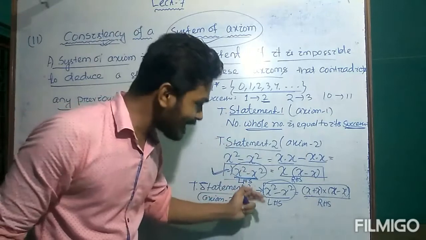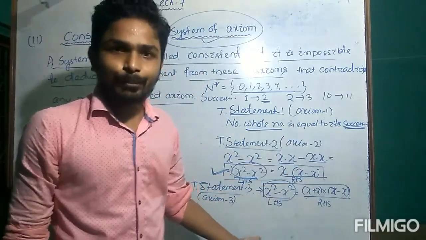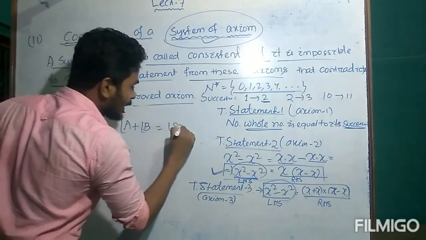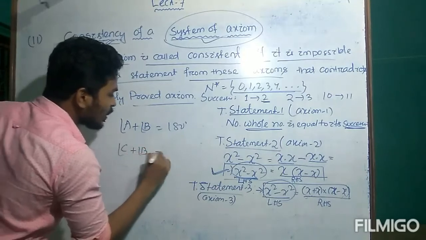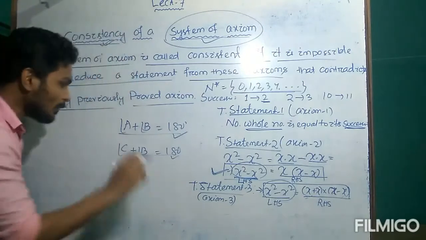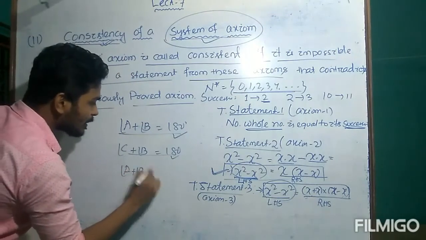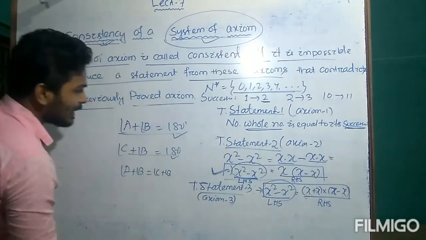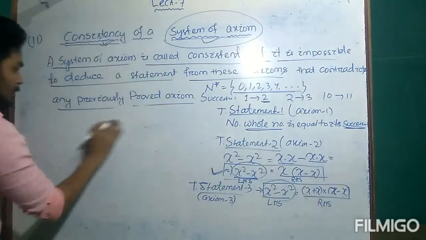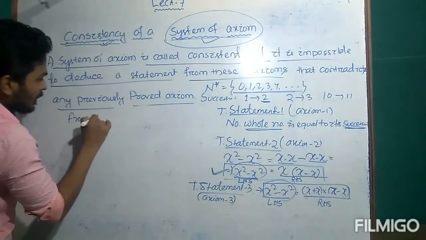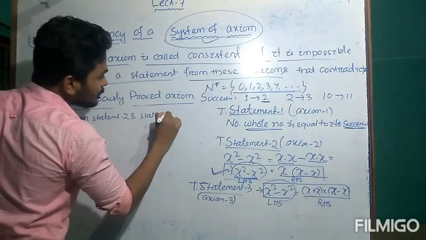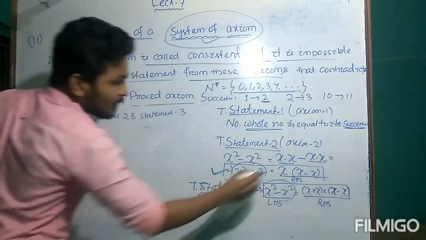That means we can write that their RHS must be equal. Suppose you have a plus b is equal to 180 and c plus b is equal to 180. So in these two equations you have the RHS same, then you have to write their LHS must be equal: a plus b is equal to c plus b. Similarly, in statements 2 and 3 their LHS are equal, so you can write their RHS must be equal. Okay, so let's write: from statement 2 and statement 3 we got what? The RHS will be equal.